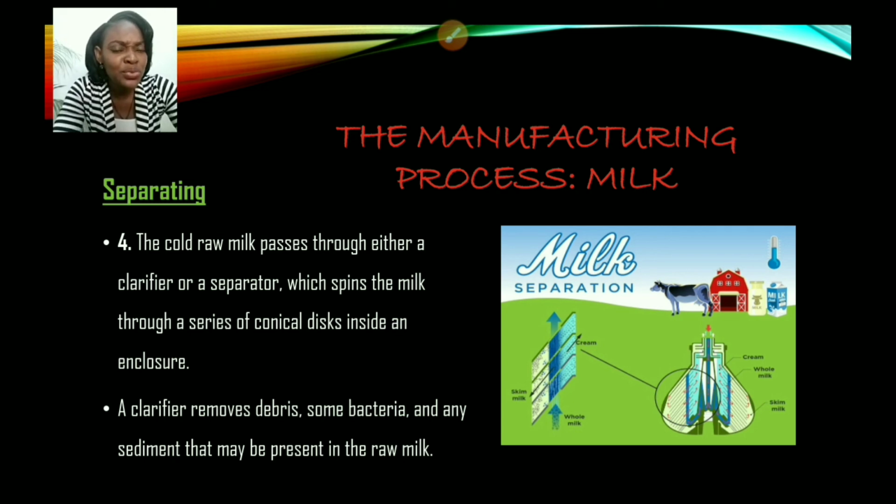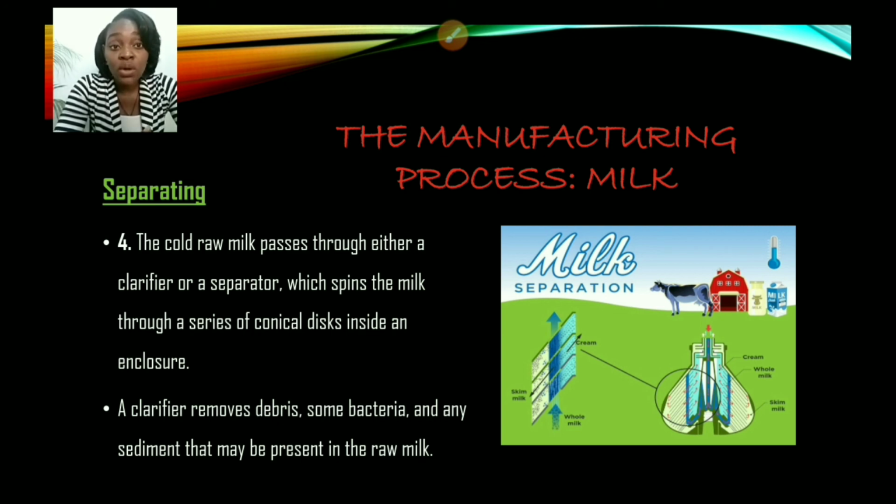Now, do you know why they refer to the milk as raw milk? Can you tell? Yes, so raw milk is the milk that comes directly from the cow. No form of treatment or pasteurization is done to that milk. Good? So let's go again.